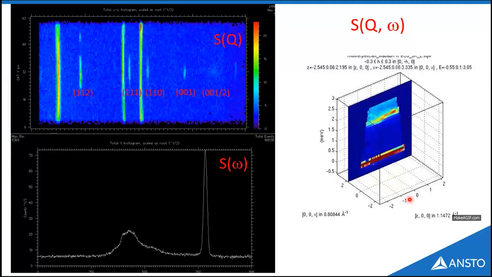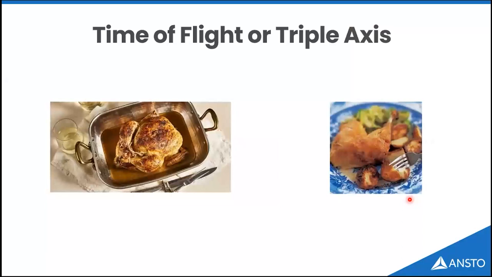So in the next slide, I'll just show you quickly, as a little bit of fun, the difference between a time of flight instrument and the triple axis. As you can see, for time of flight, we get the whole thing. Just like when we eat a chicken, we have a whole chicken and get a knife and a fork, and we eat whatever we like.